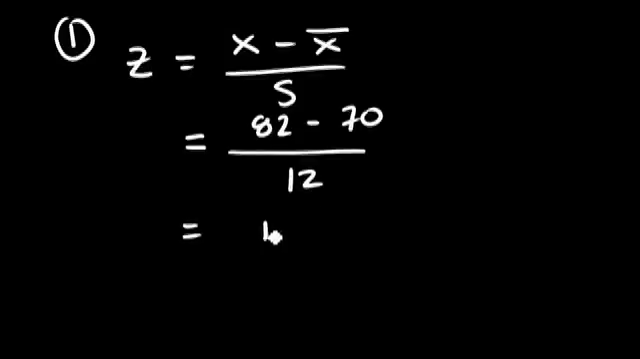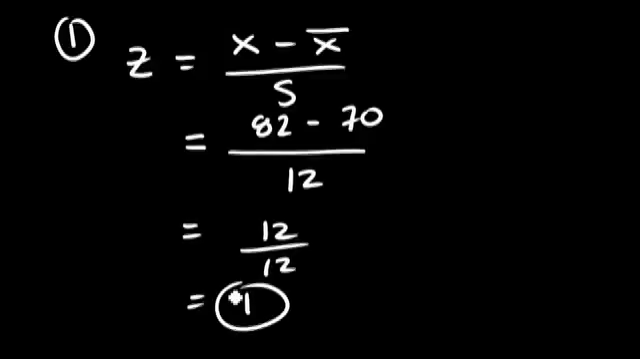82 minus 70 is 12, and divided by 12 is 1. The value 82 as a z-value is 1.